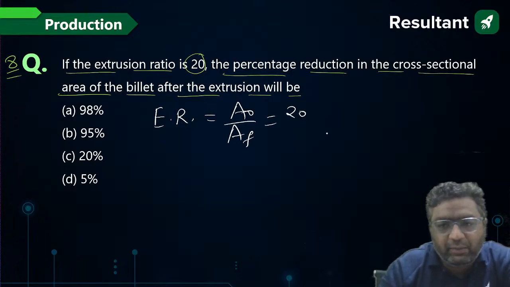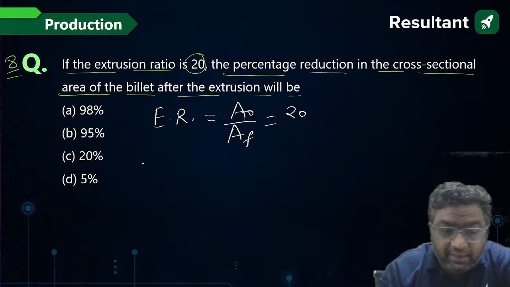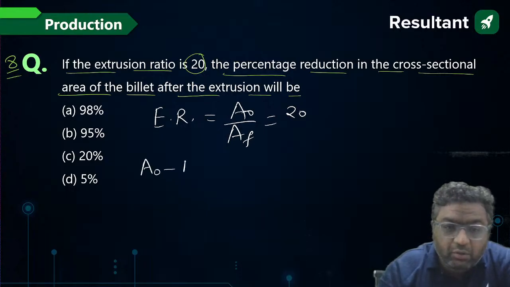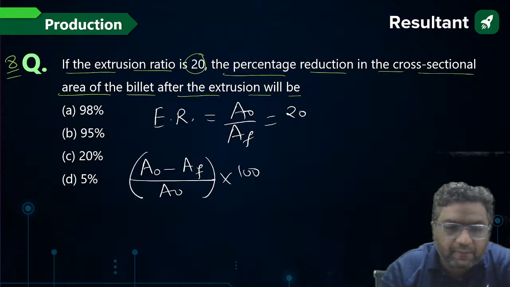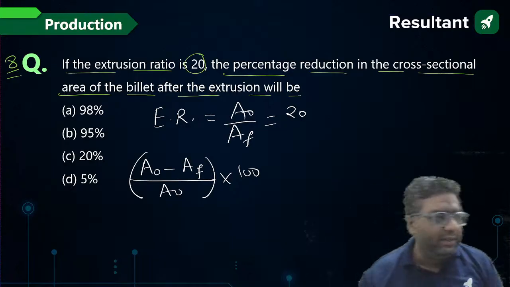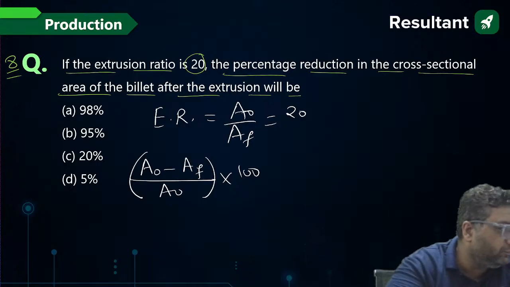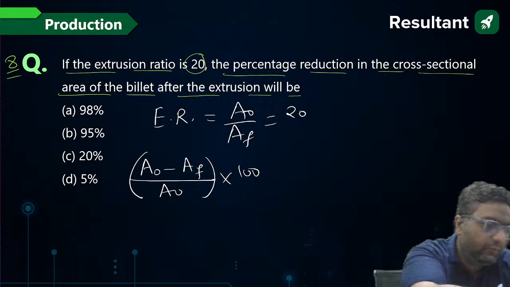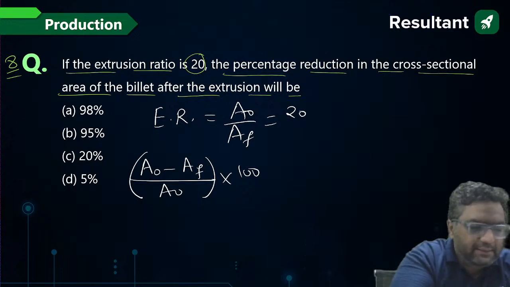And they are saying what will be the change, reduction. Reduction in area means what will be (A0 minus Af) by A0 into 100. That is what they are asking from us. I feel very easily you can try this. Try to solve it, guys.